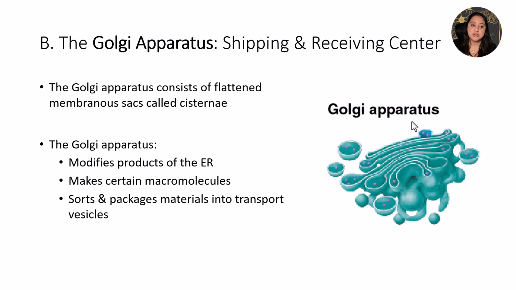And so when it's there, the Golgi apparatus modifies products of the ER, makes certain macromolecules, and sorts and packages materials into transport vesicles, again, to get sent somewhere else. So it's kind of like if something was made in the factory of Amazon, but then it gets sent to the post office, and maybe there are some modifications that have to get made before it gets shipped off. So then it'll get packaged the right way and then shipped off to wherever it's going.